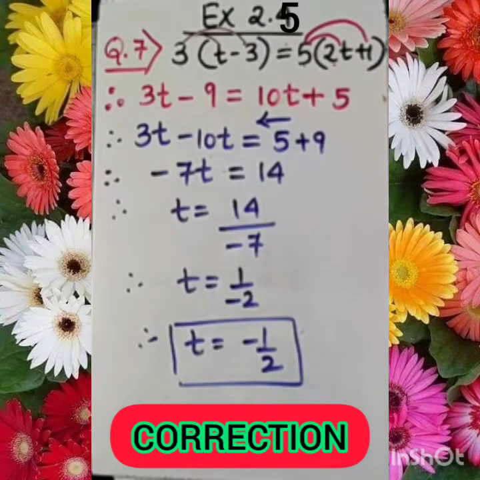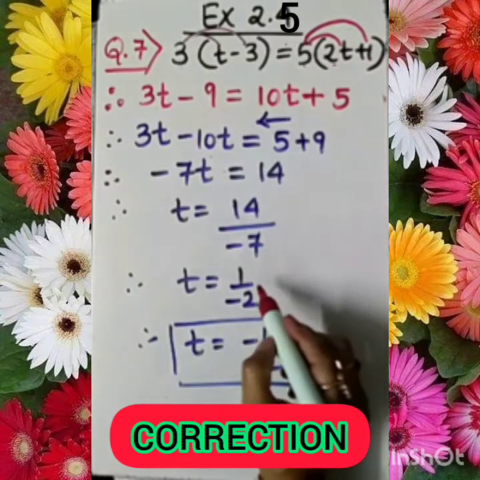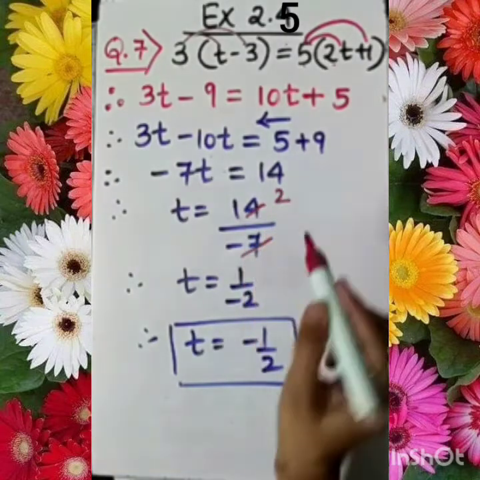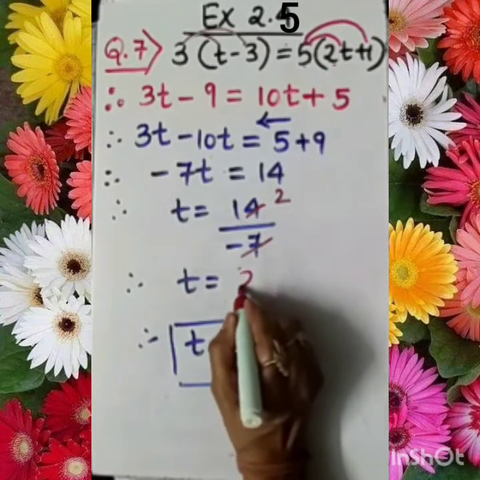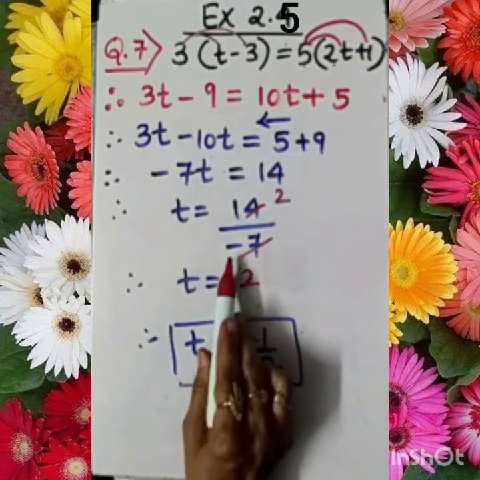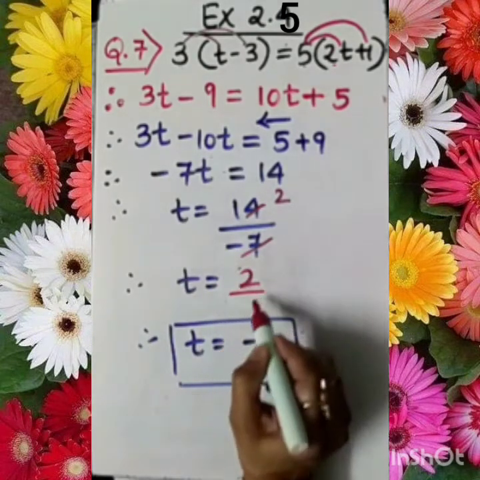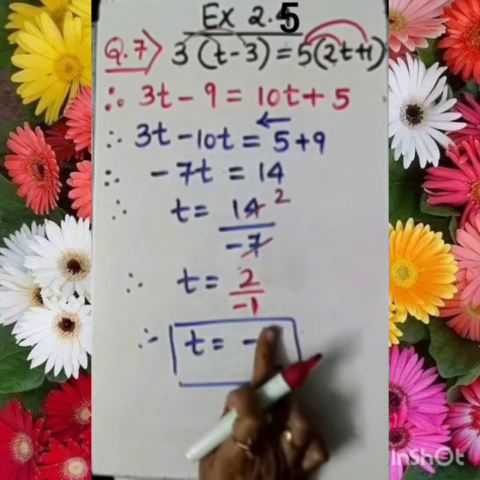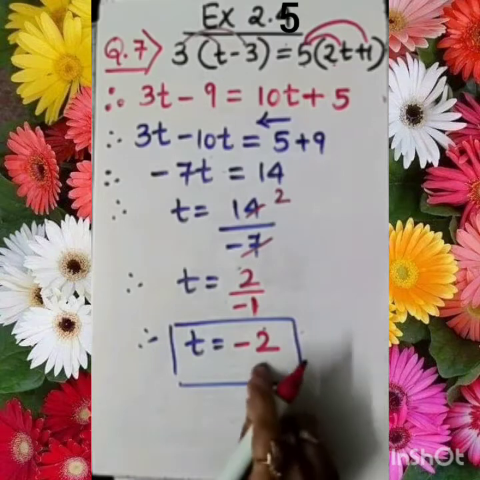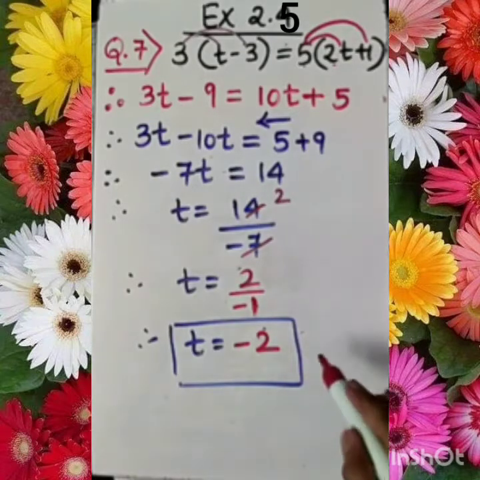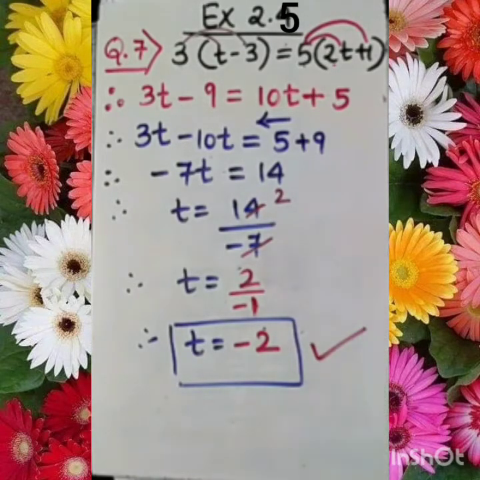So dear student, here you can see there is a correction. Actually here 14 by minus 7. So if we work out, then 2 will be the numerator, right? So here I need to mention 2. And along with this sign, it is minus 1 in the denominator. So it gives the result minus 2. So please make this correction. The final answer is t equal to minus 2.